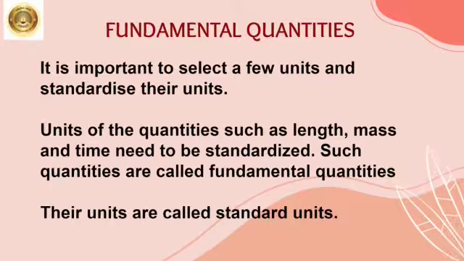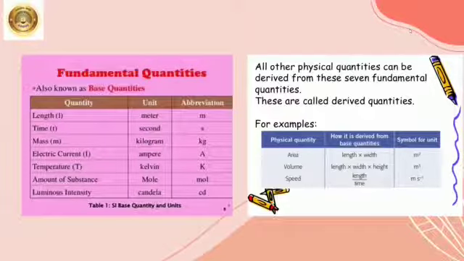Now let's study about fundamental quantities. There are many physical quantities, but a majority of them are related to each other. We saw in the previous example that speed is the ratio of quantities, distance and time. So it's enough to select a few out of the many quantities and standardize their units. Such quantities are called fundamental quantities and their units are called standard units. There are 7 fundamental quantities. All other physical quantities can be derived from the fundamental quantities. For example, let's take the case of area.